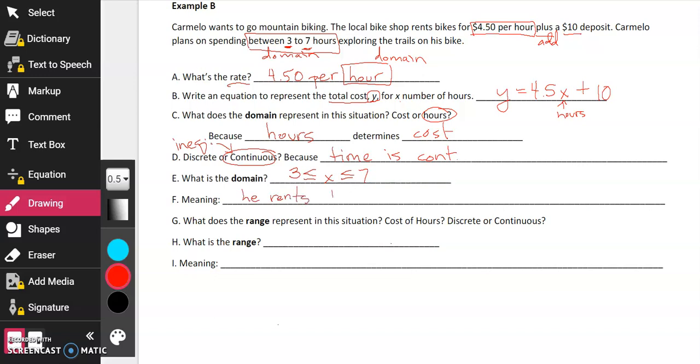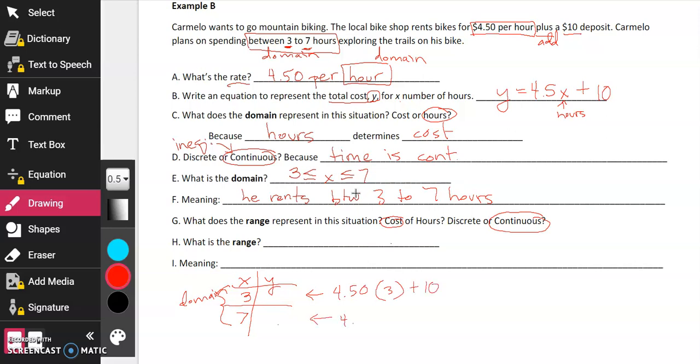So he rents between 3 to 7 hours. Okay. The range then is what we haven't talked about yet, which is cost. Cost is also going to be continuous because they could charge part of an hour now, right? So with this, we just need to know the lowest amount he's going to have to pay and the highest, which we use the domain to figure out. Use the low and the high for the domain, and then we plug that in and see what would that cost.